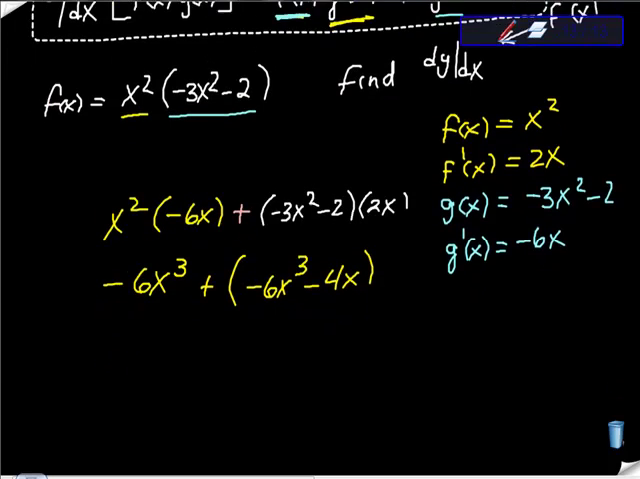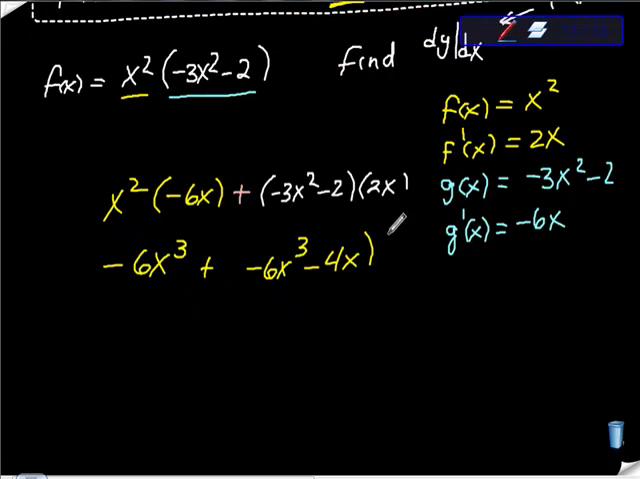I'm going to take these parentheses down, right, because this plus sign didn't do anything, so the parentheses are satisfied. Then I'm going to combine. I have negative 6x cubed plus negative 6x cubed, which is negative 12x cubed. And minus 4x is minus 4x. You could simplify this out further if you wanted to, but you don't have to.